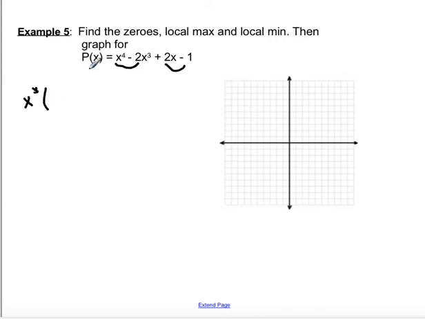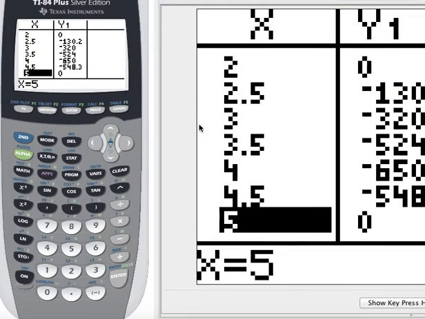I'm going to take out my x to the third there. I'm left with x minus 2. And that's not going to help, is it? Because now if I try to factor that one, it's going to be 2x minus 1. So factoring by grouping is not going to work. So let's go ahead and graph this out on our graphing calculator.